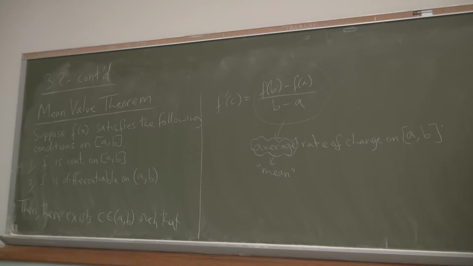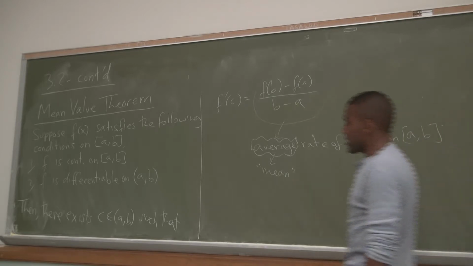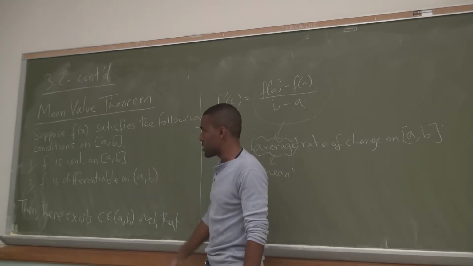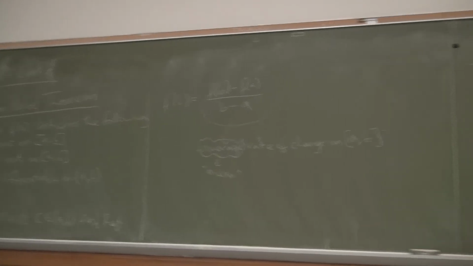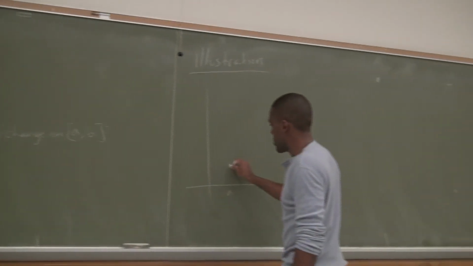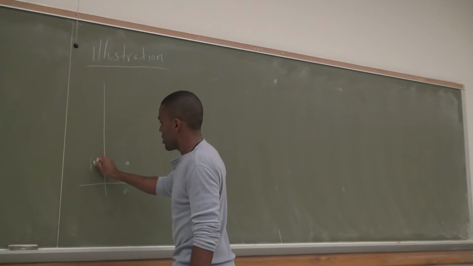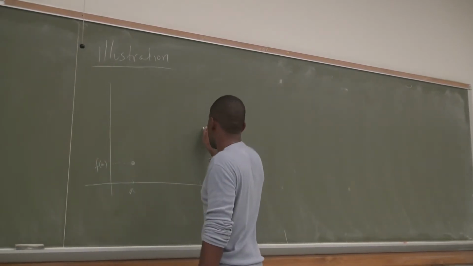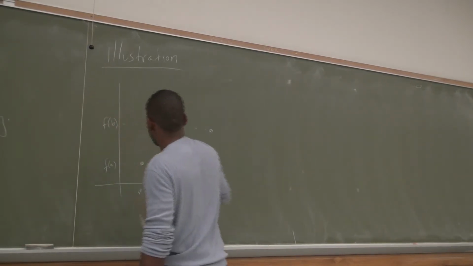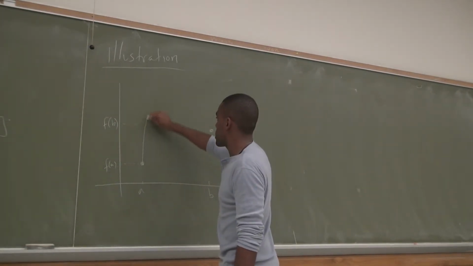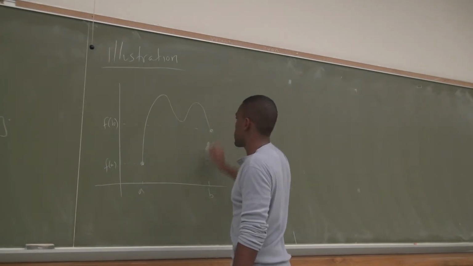Let me give an illustration. Think of any function. Notice in Rolle's theorem, we required that the y values were the same. The mean value theorem doesn't actually care. Here's my a, here's my b. My f of a could be different from my f of b. That actually doesn't matter. And my function could be doing whatever it's doing.